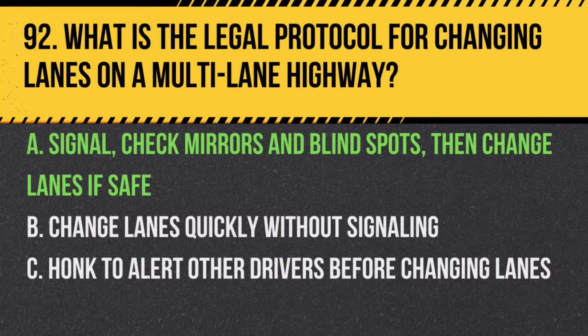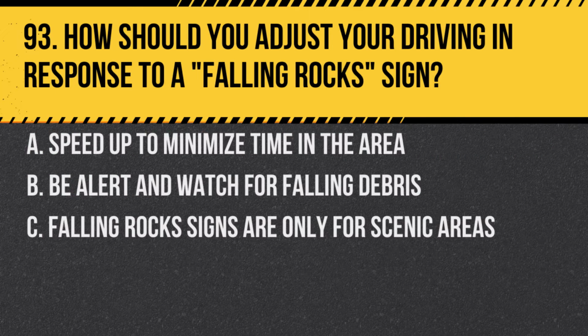Answer A. Signal, check mirrors and blind spots, then change lanes if safe. Proper signaling and checking is crucial for safe lane changes. Question 93. How should you adjust your driving in response to a falling rock sign? A. Speed up to minimize time in the area. B. Be alert and watch for falling debris. C. Falling rock signs are only for scenic areas.